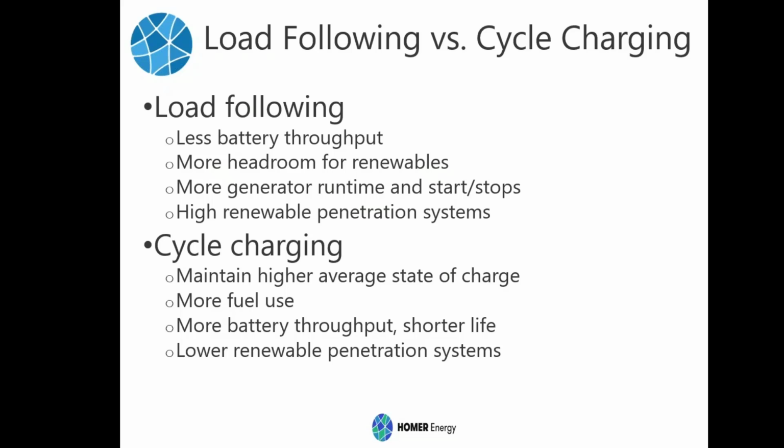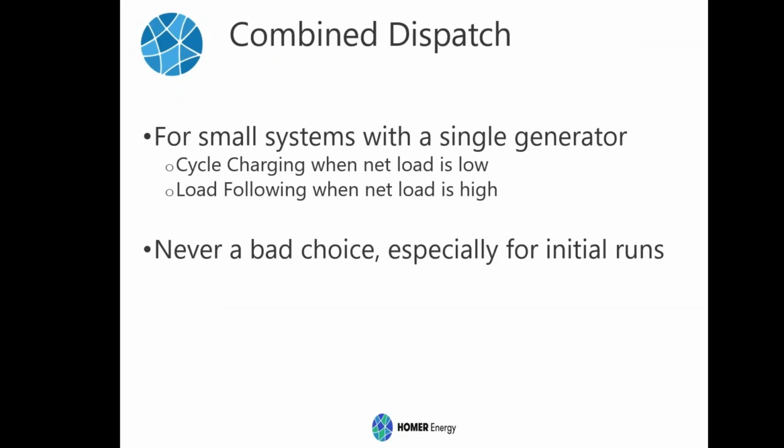So the cycle charging does end up with more battery throughput, somewhat shorter battery life, and tends to be more appropriate for systems with lower renewable penetration. Again, those are generalizations, and you really need to test that for your particular system. For smaller off-grid systems, my preference is to use the combined strategy because it's simple. You only need one, so it runs faster. It's never a bad choice. So especially for the initial runs, it's a good choice.